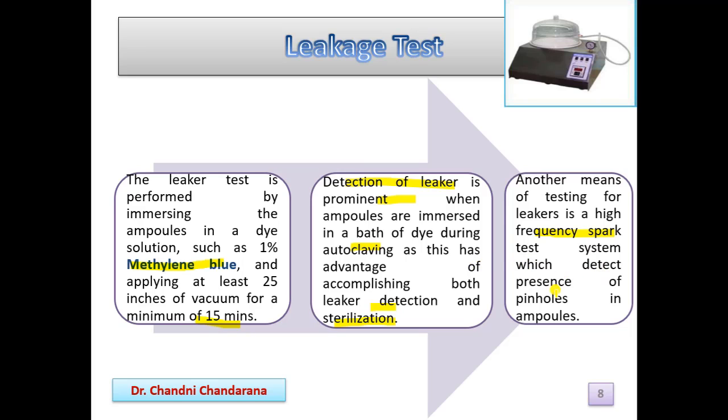Detect presence of pinholes in ampules. So we get the color solution from the transparent. Means if we get the blue color in our container, then we can say that yes, there is a leakage. That's why this color of methylene blue came inside the ampule.